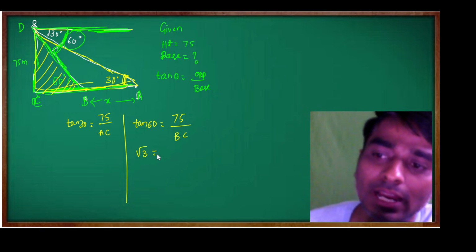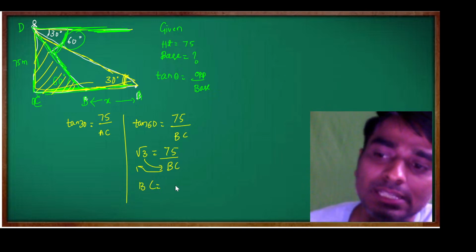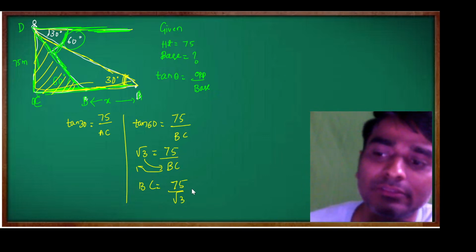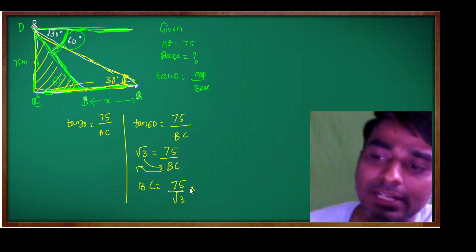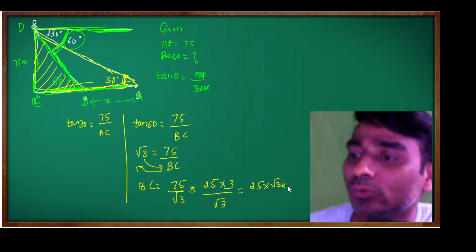Root 3. And what is this now? 75. BC. Can I shift this BC here and root 3 there? Yes, I can do. So BC is equal to 75 by root 3. Can I write this as 25 into 3 by root 3? Can I write this again as 25 into root 3 into root 3 by root 3?